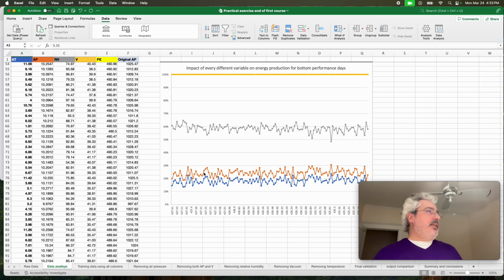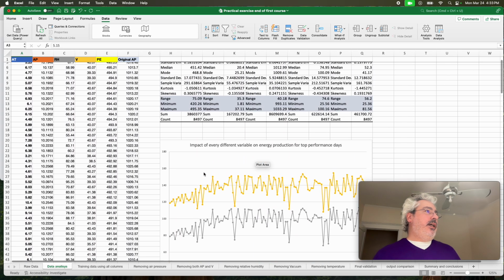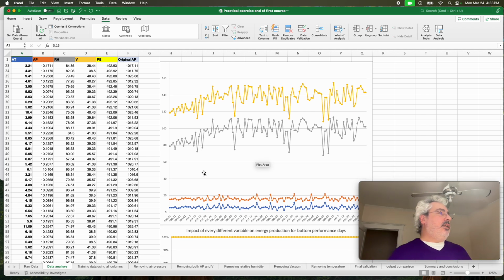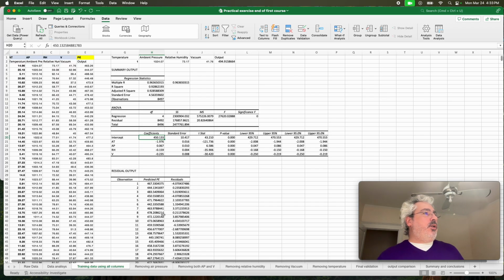In order to obtain this graphic, I had to play a little bit with the data and take the ambient pressure and divide it by 100 so that I can get a measure that is in the same order of magnitude as the other ones. So the first thing that I did is I trained the model using all 4 variables, and this is the regression statistics that I got.